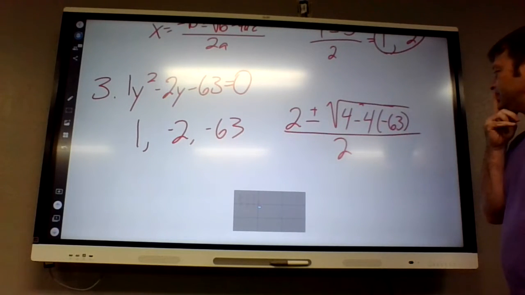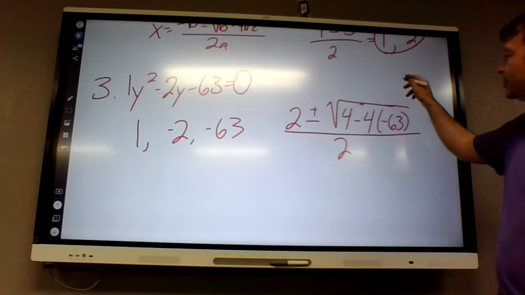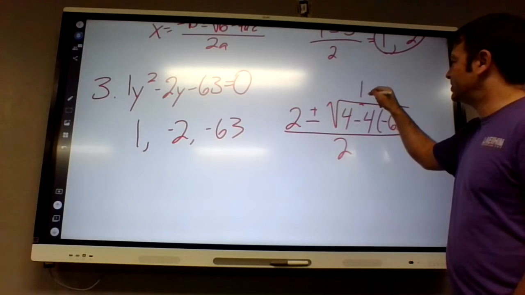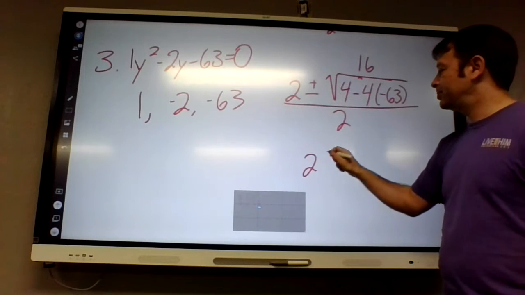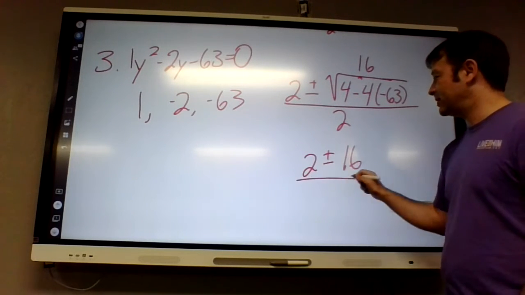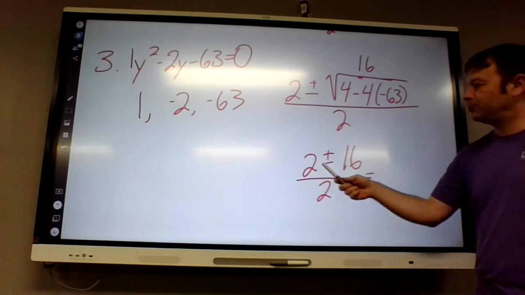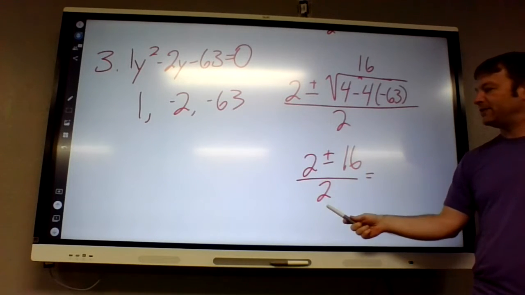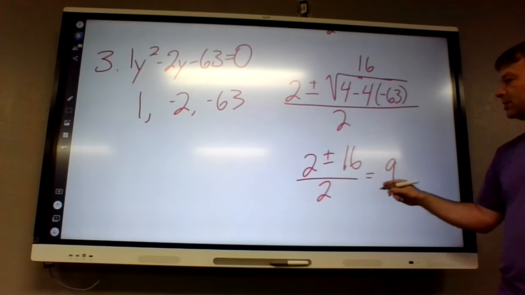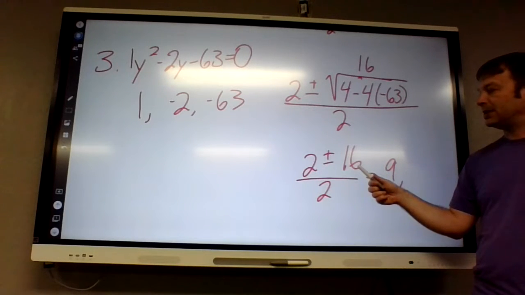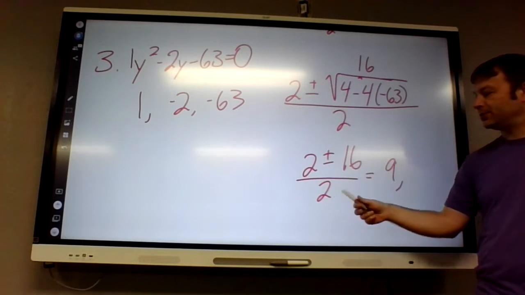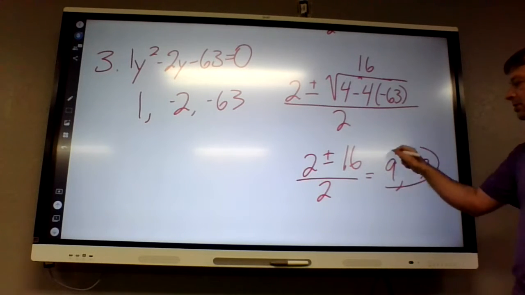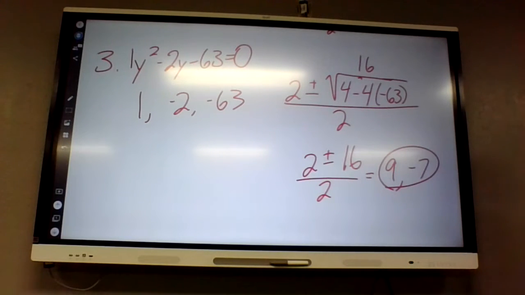What is that? 256. And I believe the square root of this is 16. So we have 2 plus or minus 16 divided by 2. What's 2 plus 16? 18 divided by 2 is 9. What's 2 minus 16? Negative 14. Negative 14 divided by 2 is negative 7. Okay, by the way, in my opinion, factoring that would have been much easier.